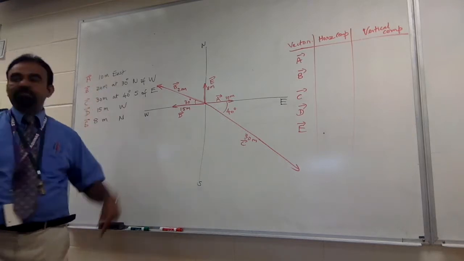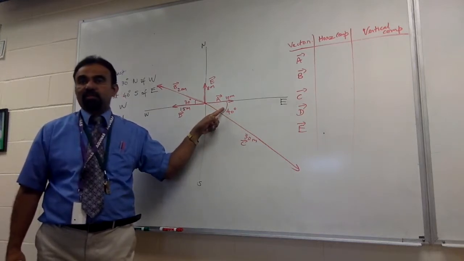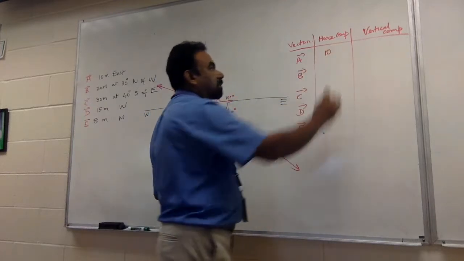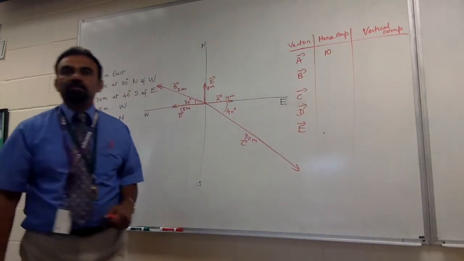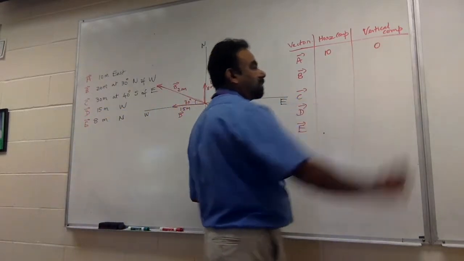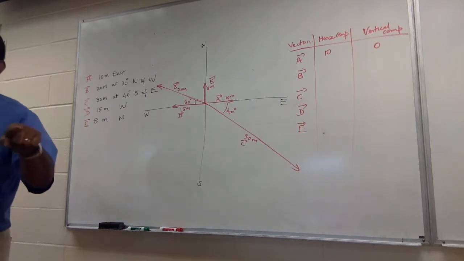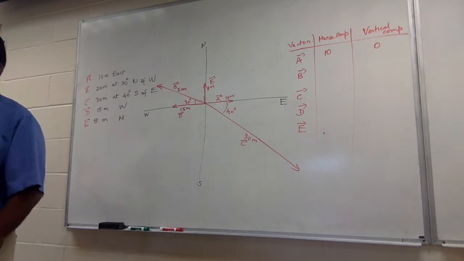Let's look at the first one. Look at vector A. How much of A is horizontal? All 10. How much of A is vertical? 0. It's not at all vertical. It's purely horizontal. Which means that 10 meters along towards the east has two components. One is 10 and 0. There's nothing vertical. Okay?